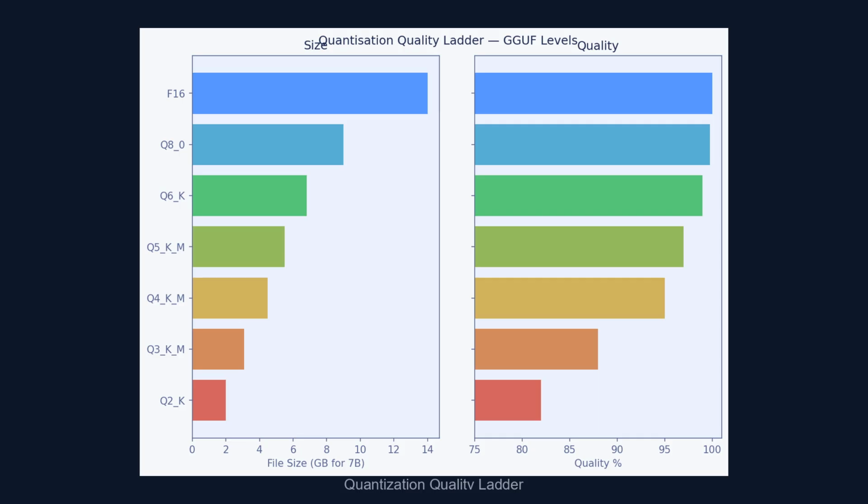The ladder makes the trade-off visible. Each step down saves meaningful disk space but costs some quality. For most chat applications, Q4_K_M is where you stop. The quality retention is high enough that users won't notice the difference, and the size reduction is substantial enough to matter for deployment costs and load times.